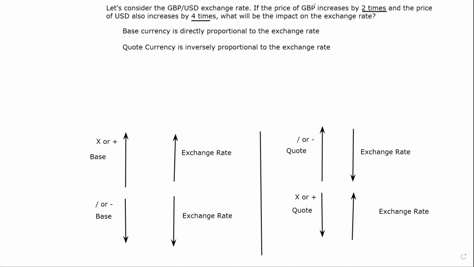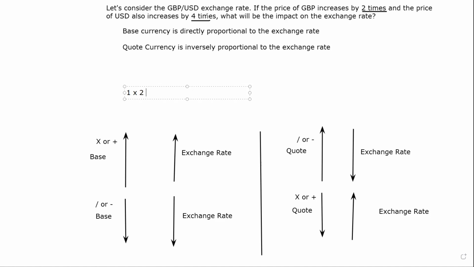So the price of the GBP increases by 2 times. So the base currency is increasing by 2 times. We're going to start with 1, because we always start with 1 and multiply by the price of GBP, which is increasing by 2 times. So obviously 2. And the price of USD also increases by 4 times.